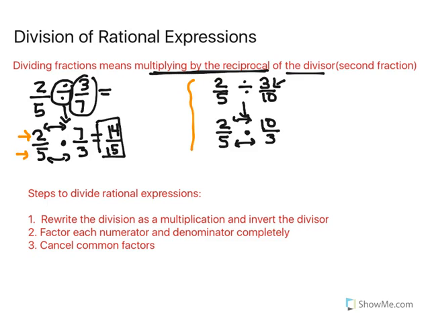Now, if you can see, the 5 and the 10 share a common factor. 5 divided by 5 is 1, 10 divided by 5 is 2. Okay, so the final simplification of the rational expression will be 2 times 2, right? 2 times 2 is 4, and in the denominator I have 1 times 3, and that is a 3. So this fraction is 4/3.